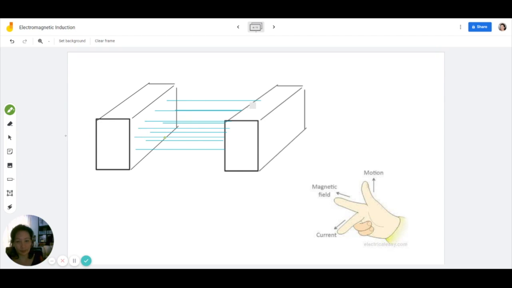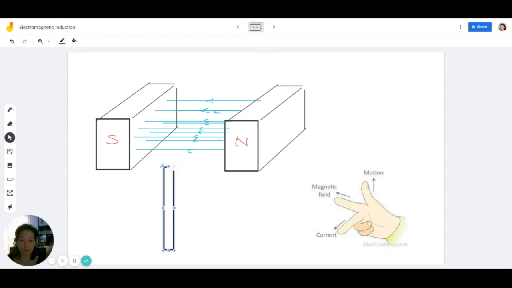I know this is a very simple diagram. I'm going to label here. Let's make this the south pole and let's make this the north pole. The blue lines here are the magnetic fields between these two permanent magnets. I'm just going to draw the arrows here to show the direction of the magnetic field. Now imagine we have a conductor. For the purpose of this explanation, I'm just going to draw a rectangle here. Let's imagine that this is a metal wire and we're going to move it across the permanent magnet.